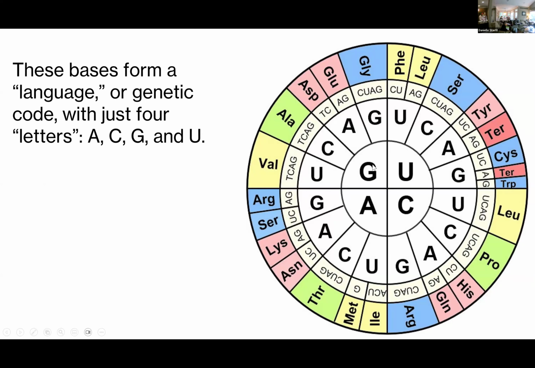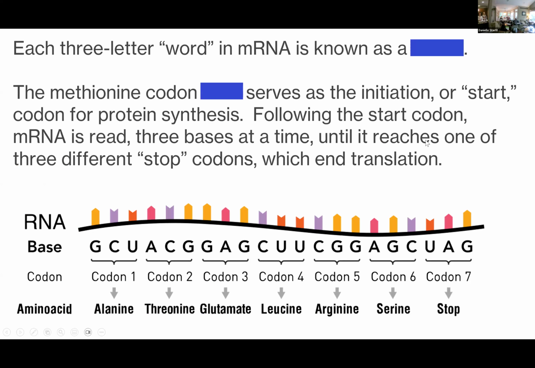And we did this in lab, and you figured out that if I went G, C, G, what amino acid am I going to make? Alanine. Very good. Each 3-letter word is known as a codon. Each 3 letters together make a codon.